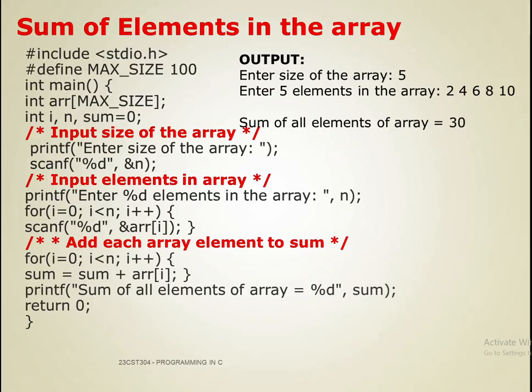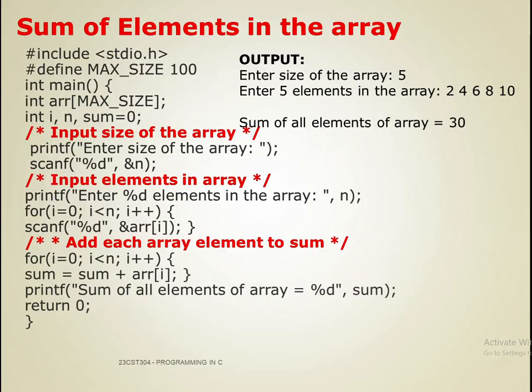Then we initialize the variables i, n, sum = 0. i is a looping variable, n is the size of the array. Then we initialize sum = 0. After that we are getting the input size of the array.